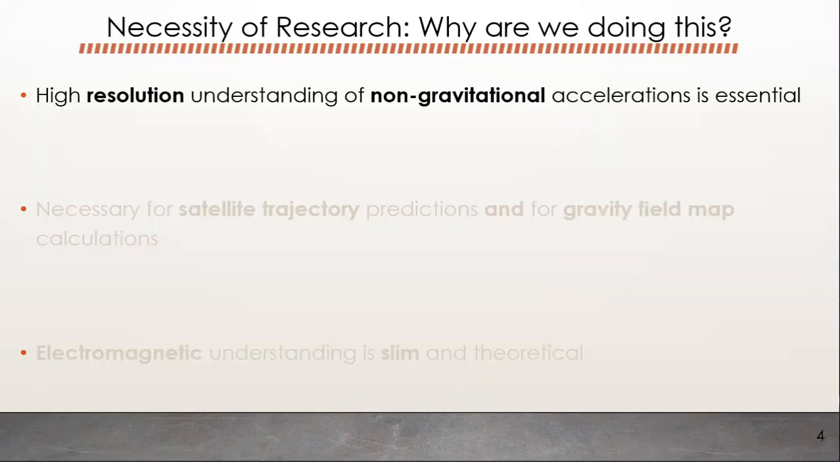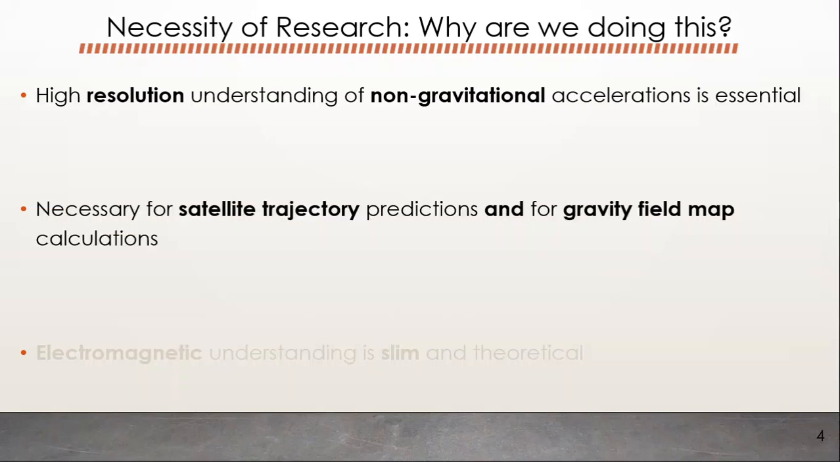High-resolution understanding of non-gravitational accelerations of spacecraft is essential. Knowledge of these effects which disturb satellite trajectory is vital for precise orbit prediction. Furthermore, spacecraft non-gravitational accelerations are subtracted from gravitational ones to construct gravity field maps of the Earth, an important scientific objective which allows us to understand mass movement on Earth. SWARM's ACC considers effects such as solar radiation pressure and atmospheric drag quite well, but the understanding of the electromagnetic influence is very slim and theoretical.